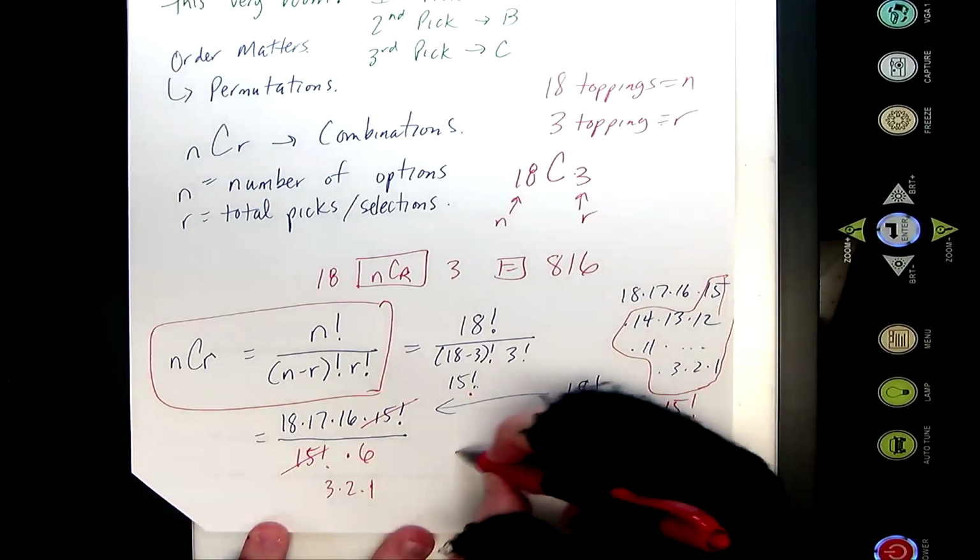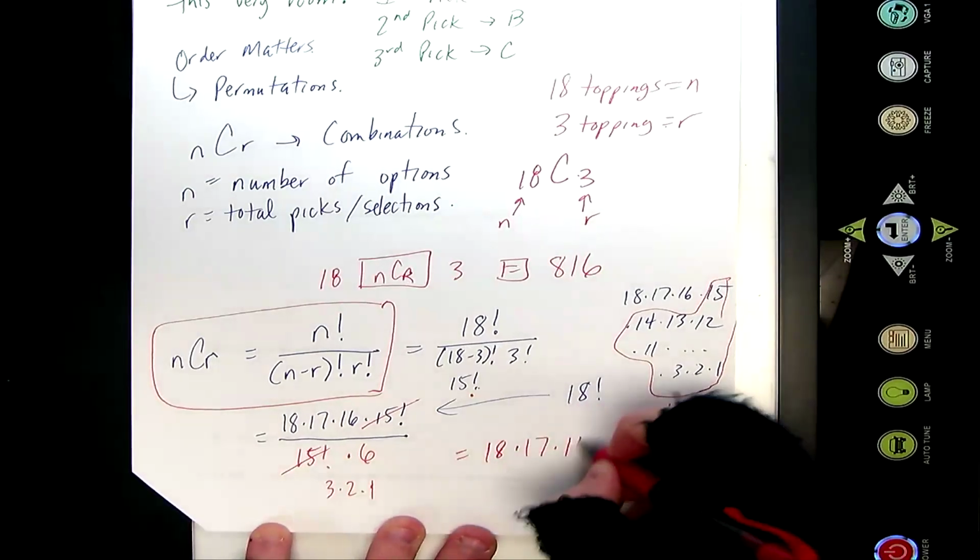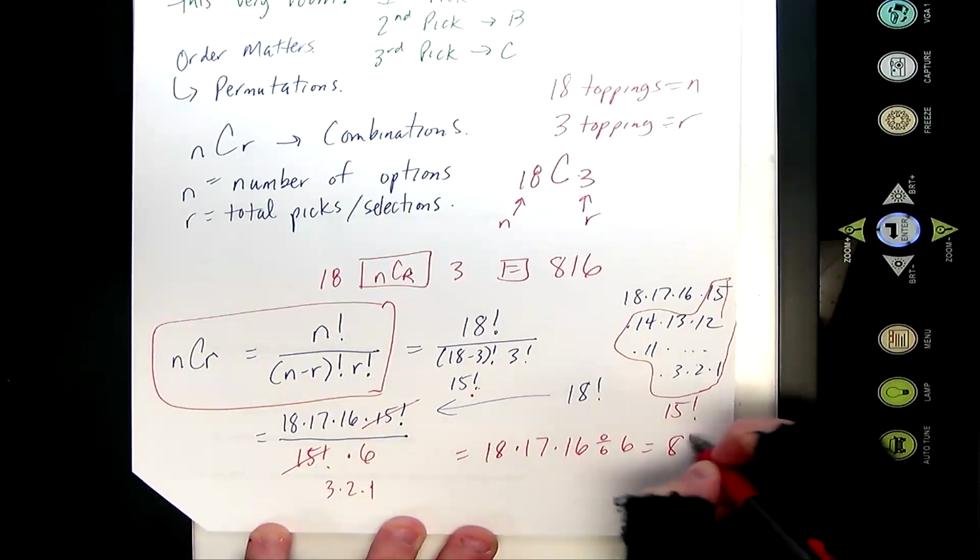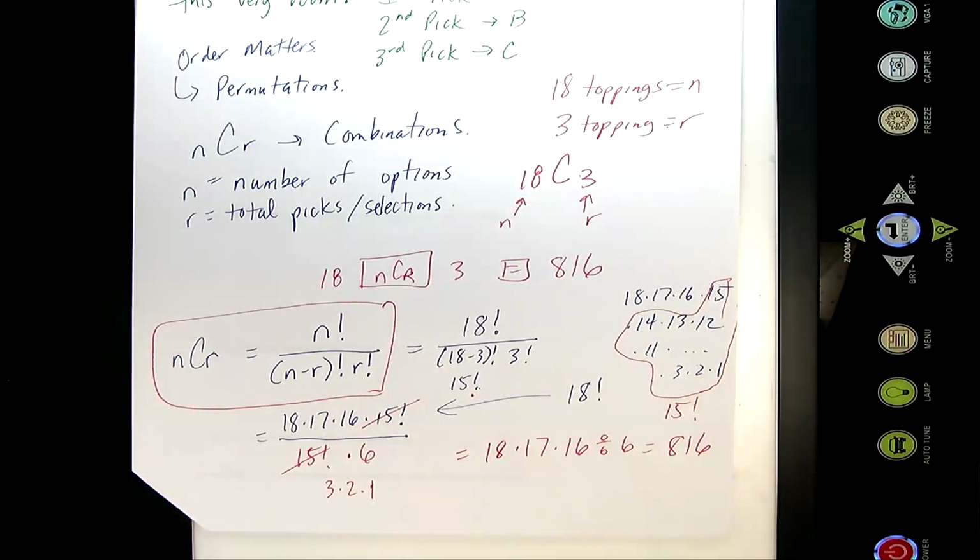So you could throw that in your calculator: 18 times 17 times 16 divided by 6. And you should get 816, even if you don't have a factorial button. Like you just simplified it. Yeah, that's exactly what it is. Look at you with your big math jargon. That's right. Flex that math muscle. That's how nCr works.